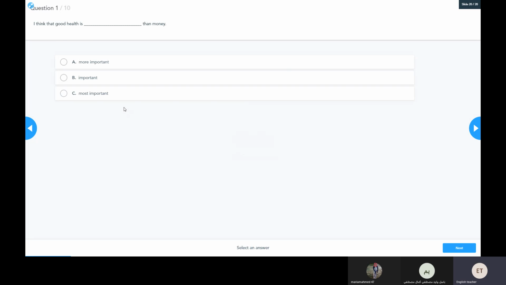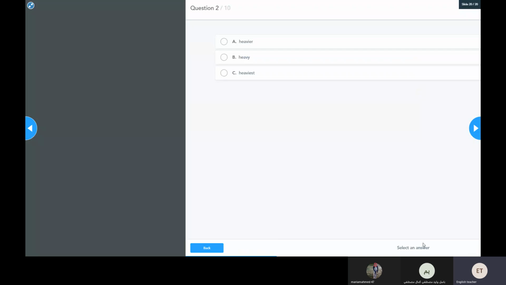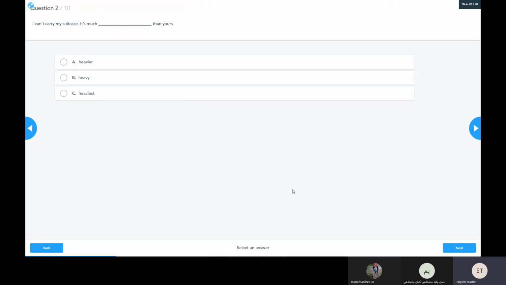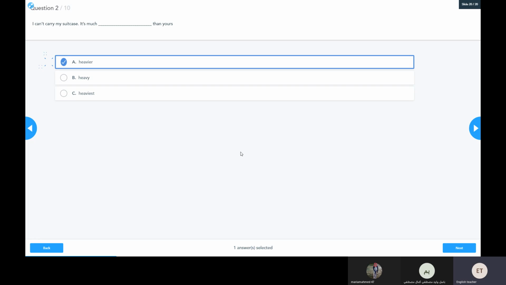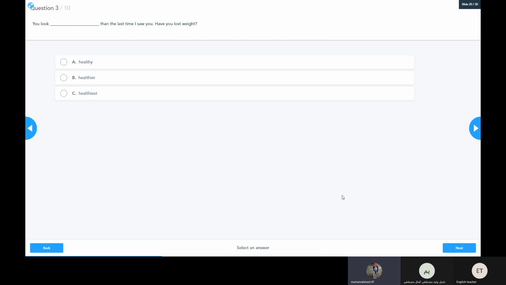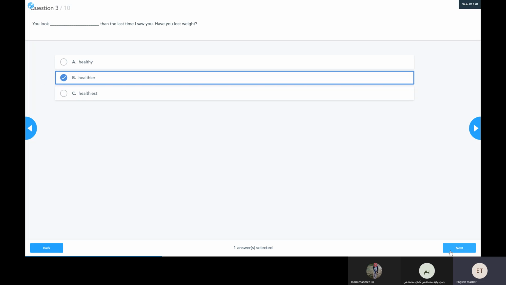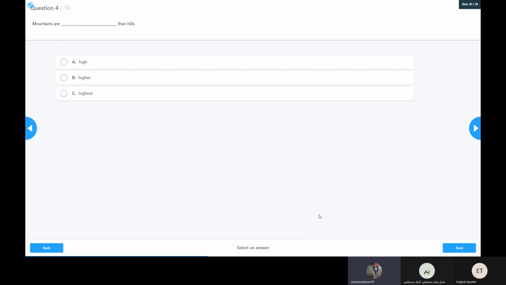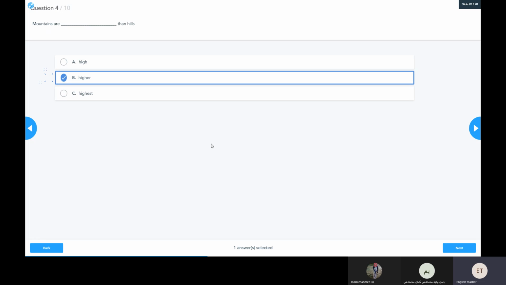Okay, Mariam, you can read and choose the right answer. I think health is more important than money. More important. Very good. I can't carry my suitcase. They're heavier than mine. Heavier. Heavier, good. You look healthier. Here, number three. Good job. Higher, number B. Number two. Mountains are higher than hills.